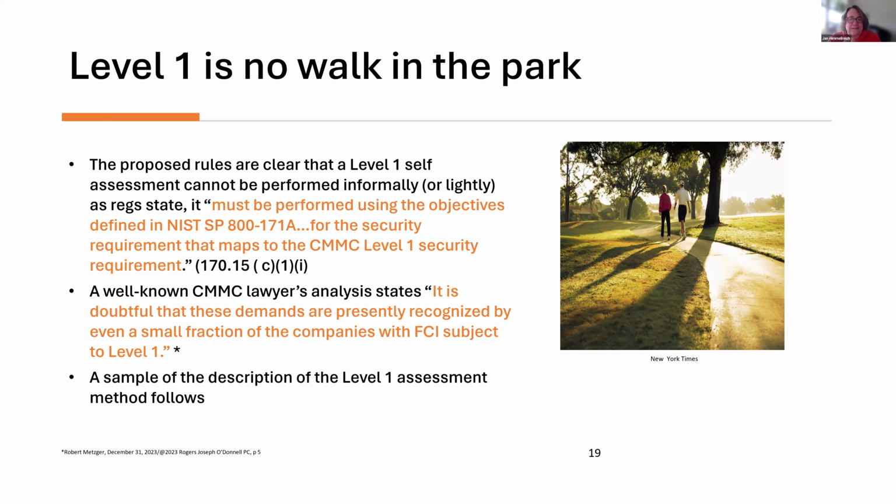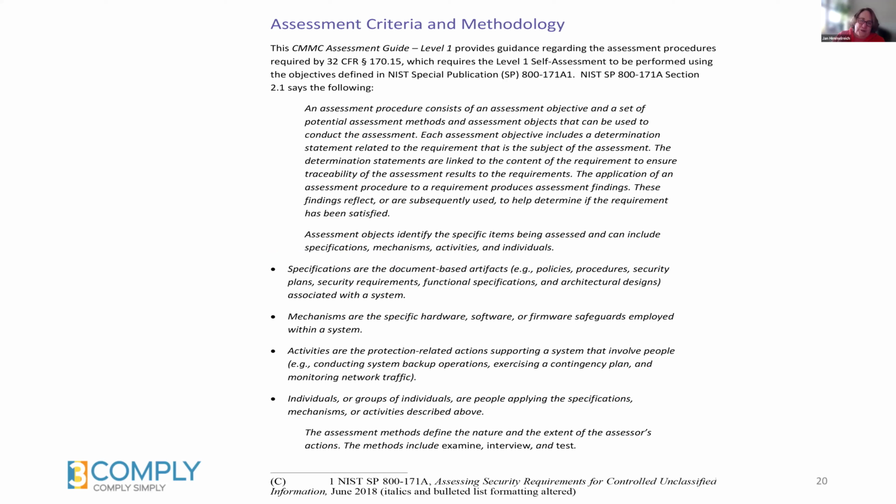He said, in orange there, it is doubtful that these demands are presently recognized by even a small fraction of companies that have FCI and are subject to level 1. Very, very doubtful. You'd actually have to read this to see. And this is just a picture, not for you to have to read. This is just a picture for example of what is in the level 1 guidance for assessment.